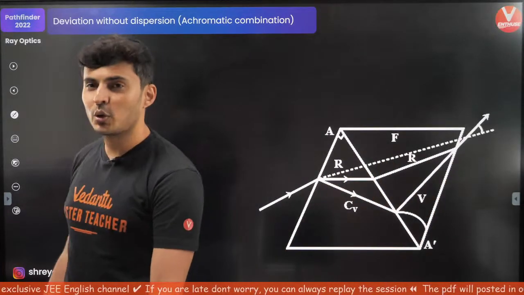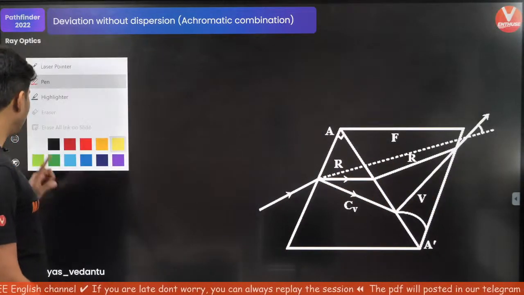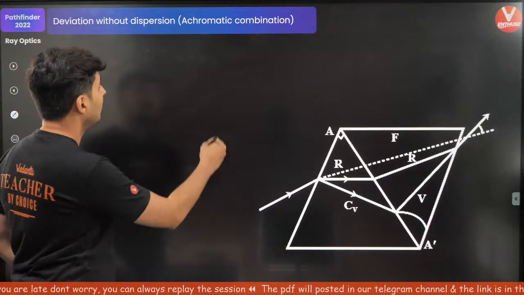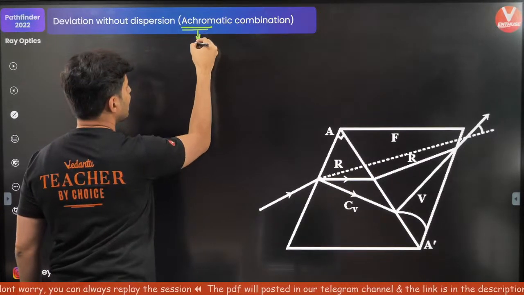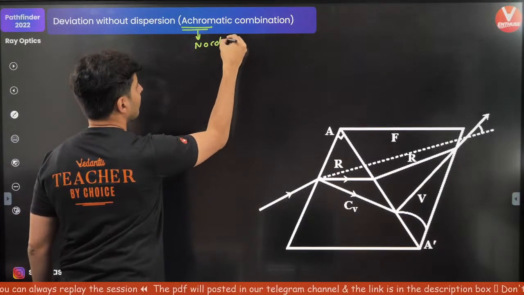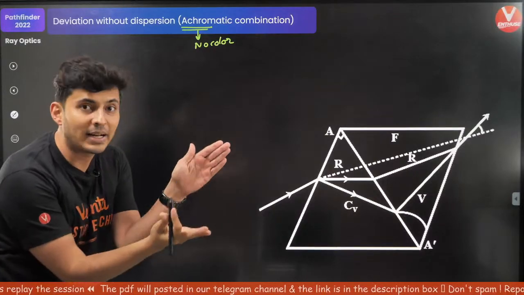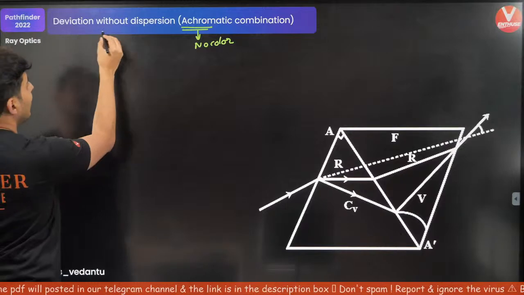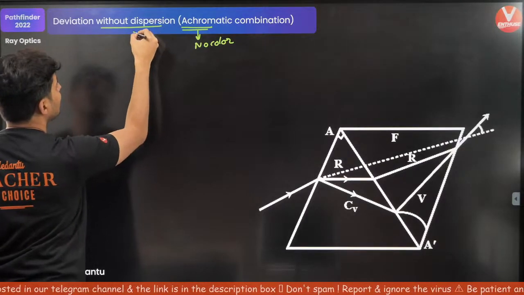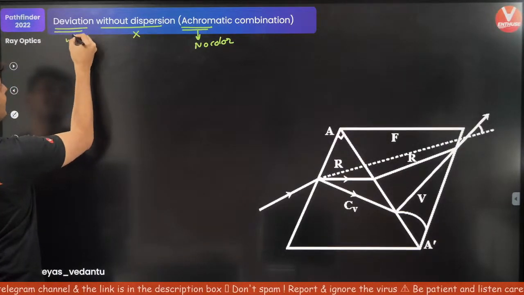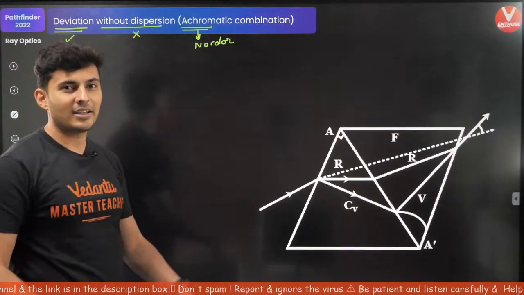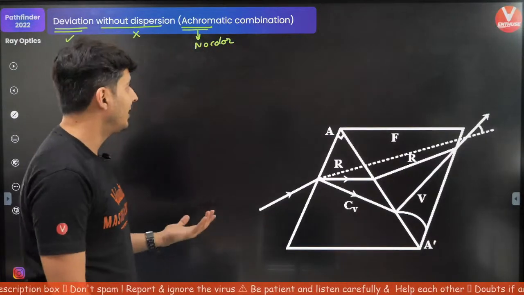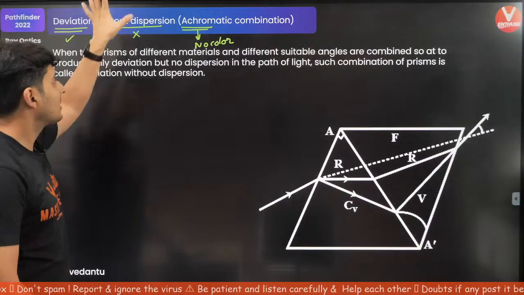Achromatic. Chroma is color. I have mentioned this to you. Chroma is nothing but color. So achromatic means no color. No color means spread of color is not there. White remains white. There is no spreading of colors. That's why without dispersion. Deviation, yes. Dispersion, not there. Remember what I told you? Never remember formulas. Always see what is not there, not what is there.